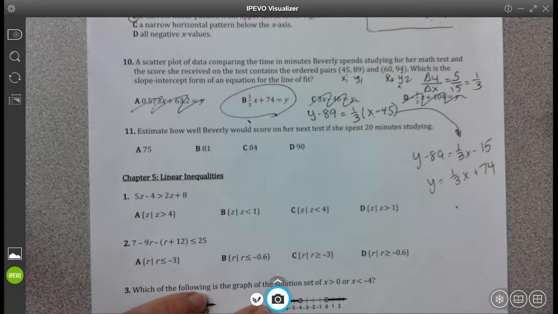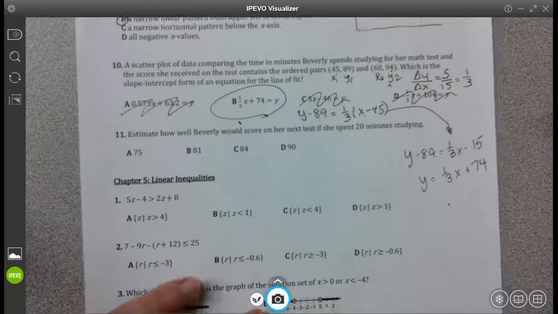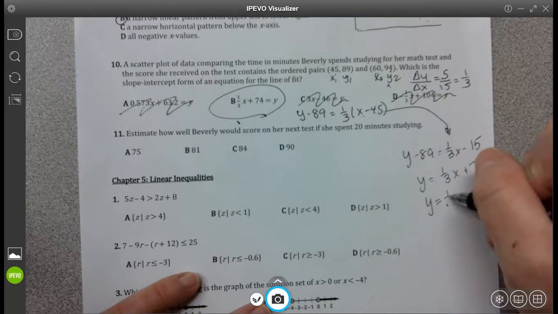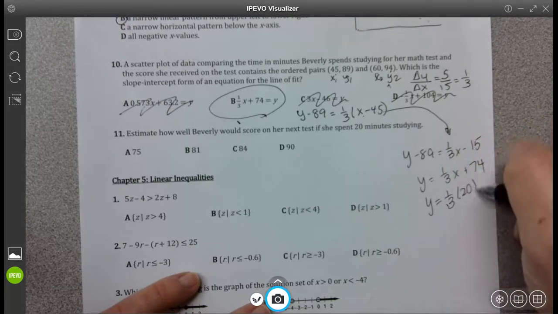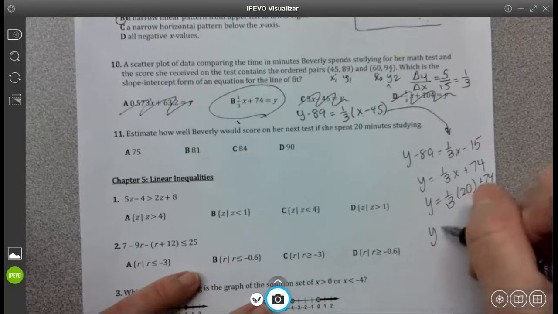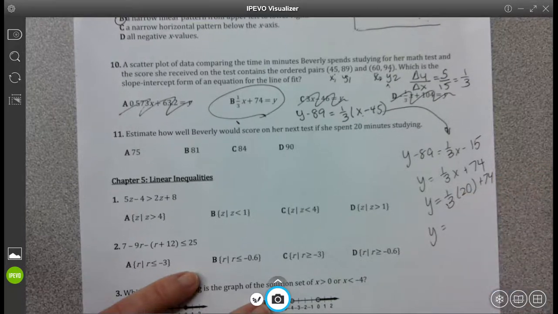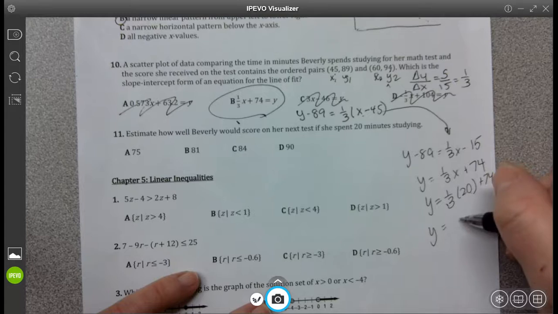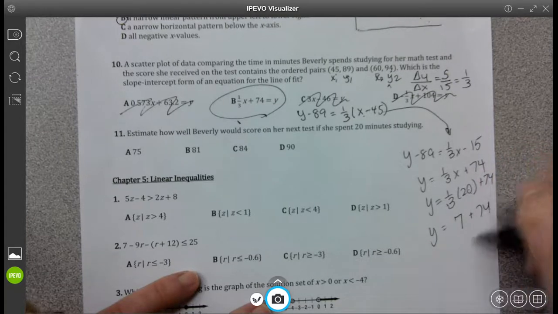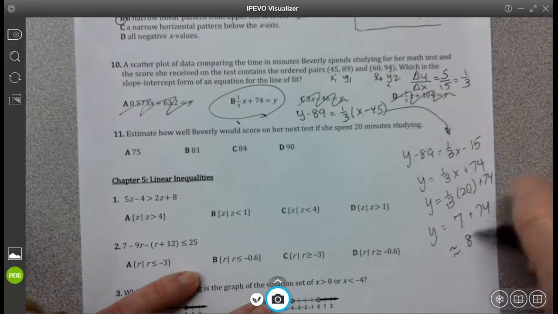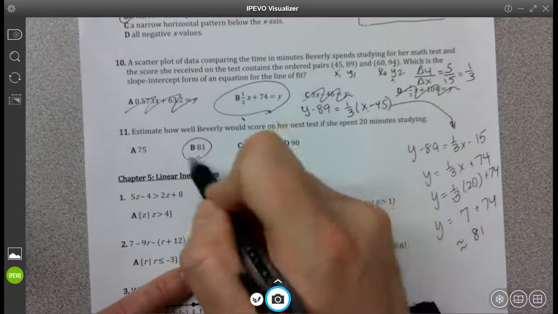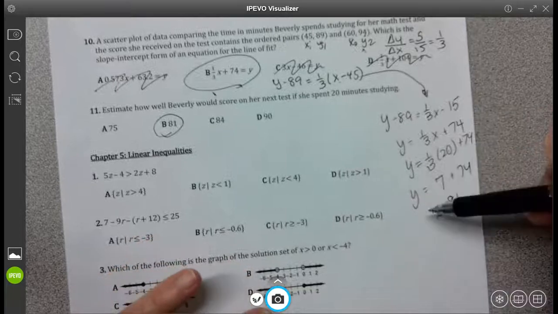11. Estimate how Beverly would score on her next test if she spent 20 minutes studying. So if 20 minutes is the amount she spent studying, you put it in for x. Okay, a third of 20 is going to be, well, we know a third of 21 is about 7. So let's just for the meantime say it's 7. Let's pretend that's 21. That would be about 81 minutes. Yep. When it said about, that's why I rounded.